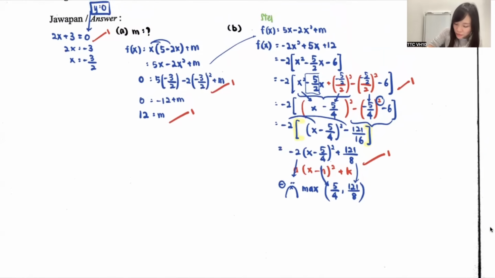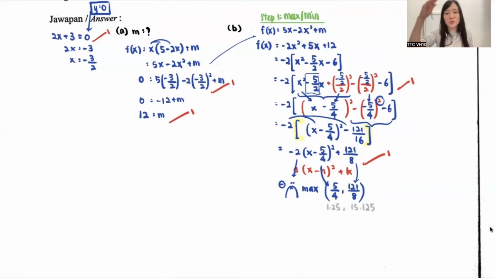Step 1 is actually finding the maximum minimum point. And I think you accidentally done it because you already found your maximum point. But of course, your answer better write in decimal, because if not, you don't know where's the point. 5 over 4, guys, isn't it is 1.25. 121 over 8, isn't it the answer is 15.125. Then at least you know what is the height of that, okay? So guys, that's step 1.